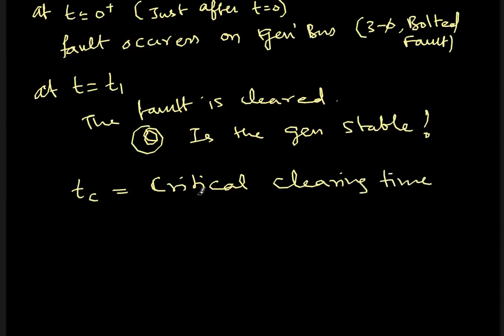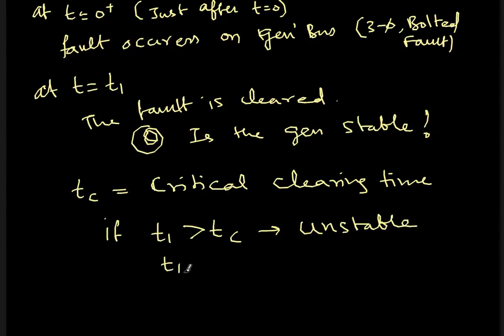Therefore, the fault has to be cleared before that time. So if t1 is greater than tC, then unstable. If t1 is equal to tC, that is critically stable, and if t1 is less than tC, then it is stable. Therefore, it is very important to clear the fault before this critical clearing time so that I am able to maintain the stability of the system.